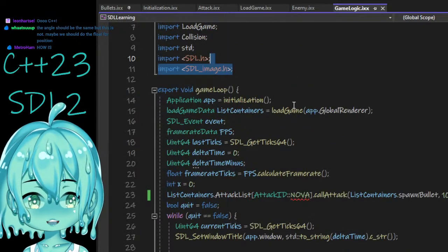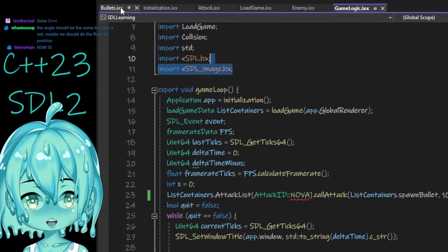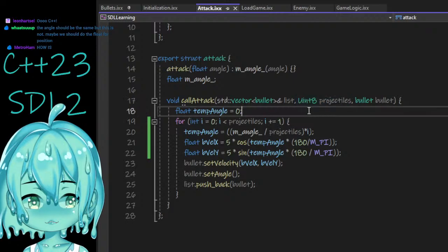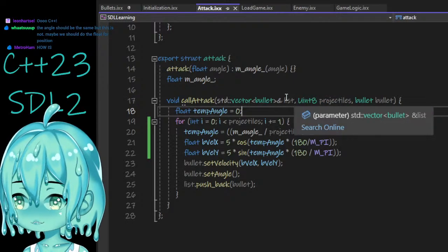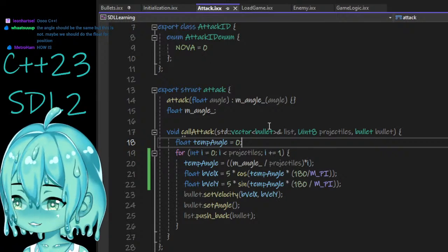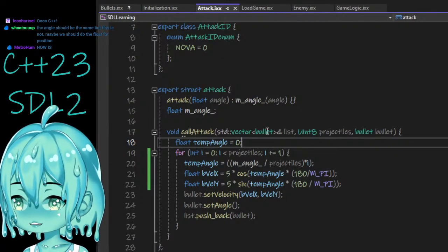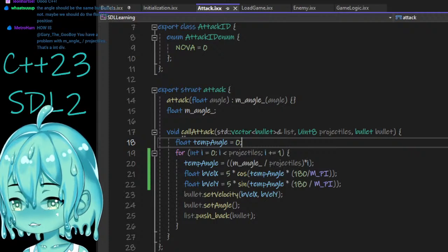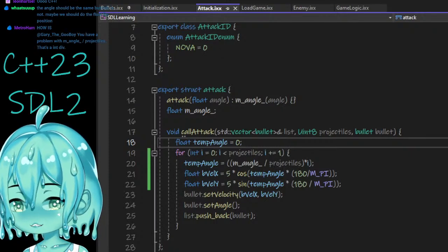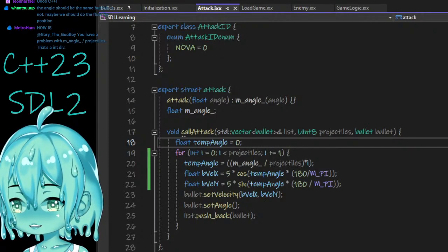Okay, so you're saying M angle pro is int divide. Oh my goodness, so many people talking. You're recalculating the angle for each projectile. We're gonna change that in a second. Try increase 5 to 100. It didn't work. The angle should be the same, but this is not. Maybe we should use the float for position.